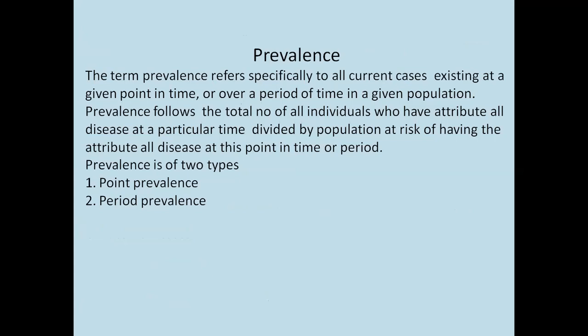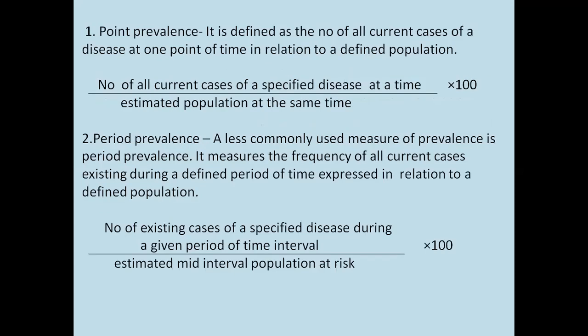The term prevalence refers specifically to all current cases existing at a given point in time or over a period of time in a given population. Prevalence is the total number of all individuals who have the attribute or disease at a particular time divided by the population at risk of having the attribute or disease at this point in time or period. It is of two types, point prevalence and period prevalence.